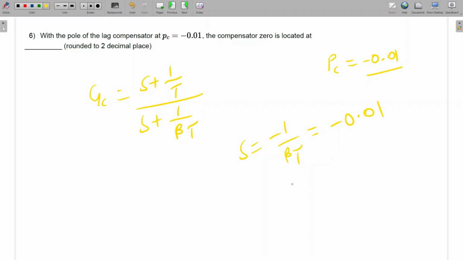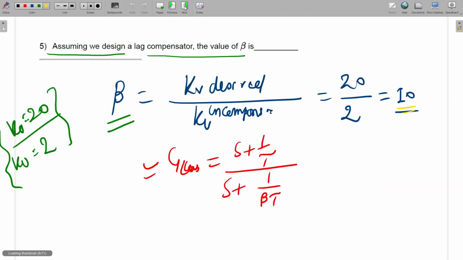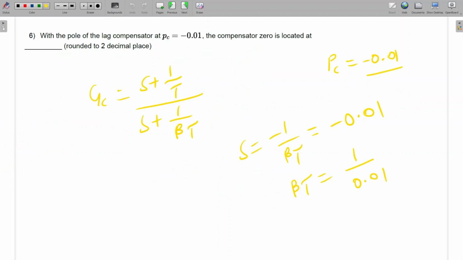So what will be the beta tau value? Beta tau will be equal to 1 upon 0.01. And we have to calculate 1 by tau. Beta is already known, which we have already calculated as 10. So 10 tau is equal to 1 by 0.01.